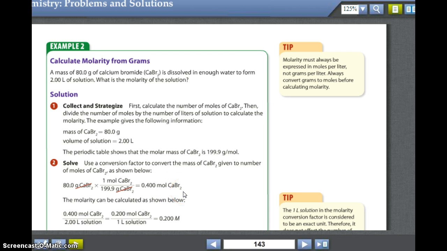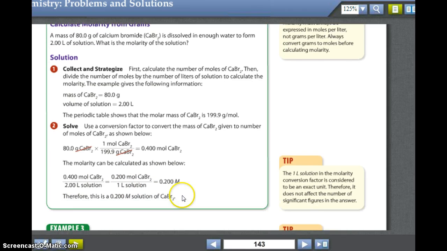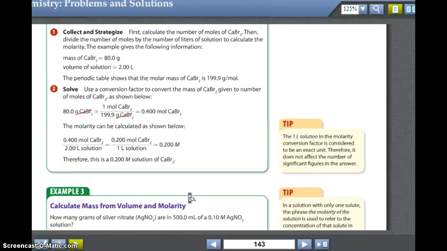We know we needed to get moles because molarity is moles per liter, and we started with grams. So we changed the grams to moles, and then we just said, okay, we have 0.4 moles in 2 liters, divide that out, and we get an answer of 0.2 molar. Therefore, this is a 0.2 molar solution of calcium bromide.